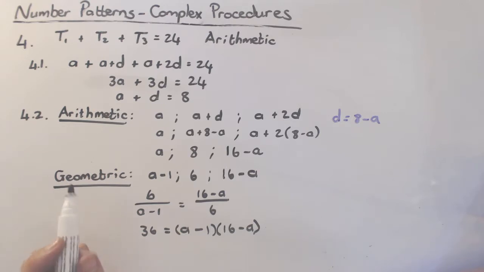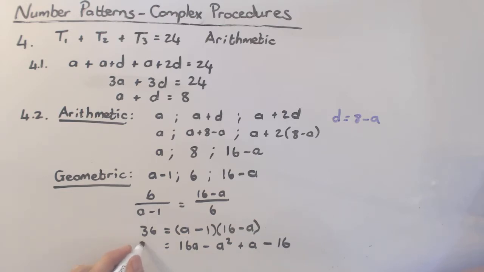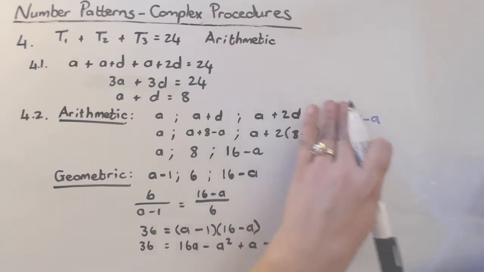So from the geometric series, let's see if we can find A. Multiply this out. I've got 16A minus A squared plus A minus 16. Like that, this is 36. I'm just going to continue there on that side.